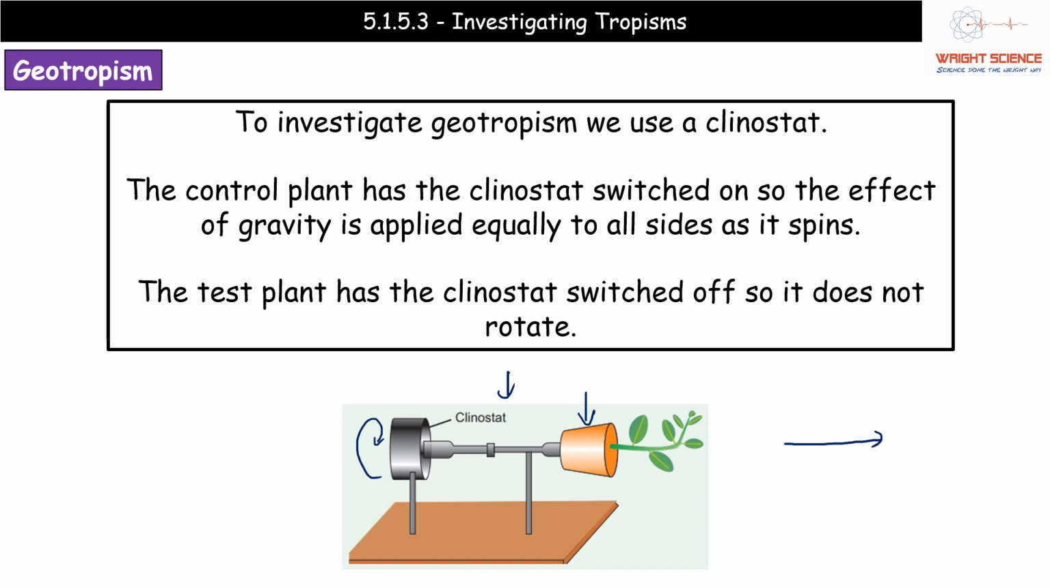The test plant has to have the same setup, so we still have to put it in the clinostat, but it's switched off, so it's not rotating in that case. And in those instances, we will see the bending of our plant in response to gravity. So just remember, when it comes to geotropism, the clinostat is switched on as a control and switched off for the test plant. Go careful not to mix those two up.